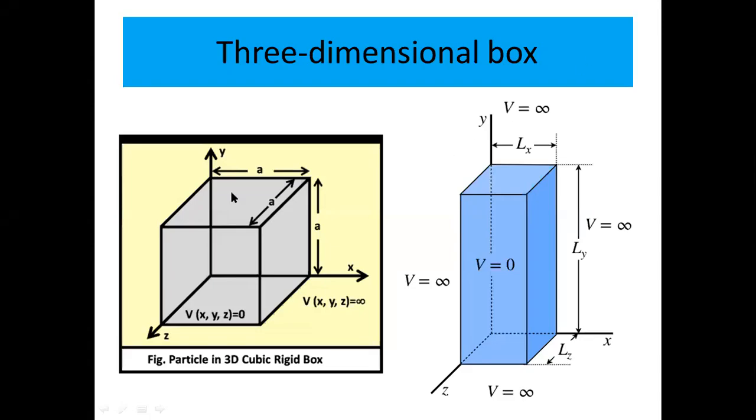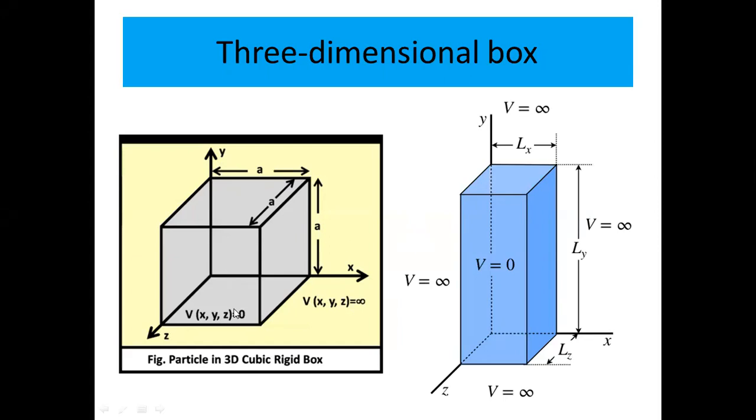So this is the three-dimensional version of the particle in a box. Three-dimensional box means now we are going to consider the x-axis, y-axis, and the z-axis. So this is the three-dimensional box, and this is actually a cubic box.